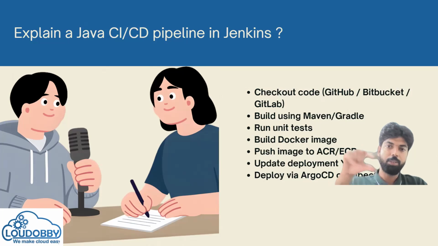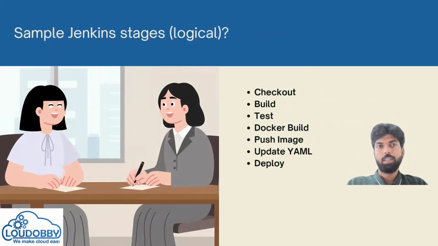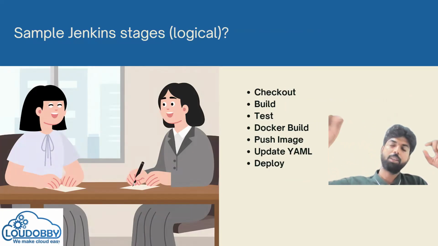Stage one, check out code. Stage two, build with Maven. Stage three, and so on. You can see the reference or sample in ChatGPT. Okay. Sample Jenkins stage logic. As I said, check out, build, test, Docker build, push image, update YAML, deploy. So these are the stages it looks like. When it runs, the pipeline runs like this.